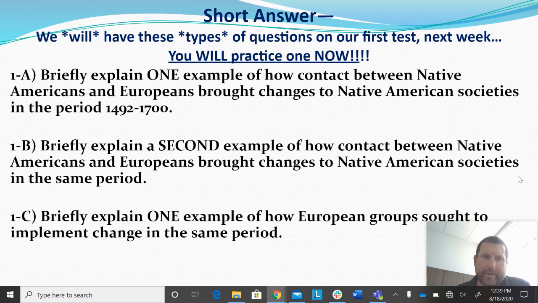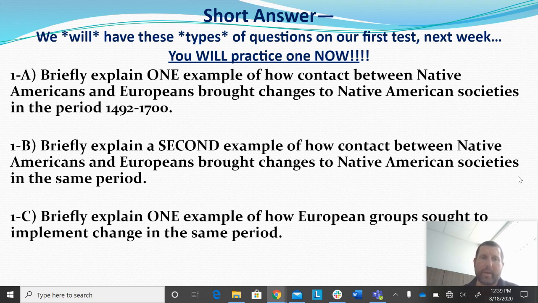The question I want to give to you, and we're going to talk a little bit about it. We're going to see some documents about it. We're going to talk about how to write these responses, and this is a large part of my lesson here today, and you're going to get some practice. One, briefly explain one example of how contact between Native Americans and Europeans brought changes to Native American societies in the period 1492 to 1700.